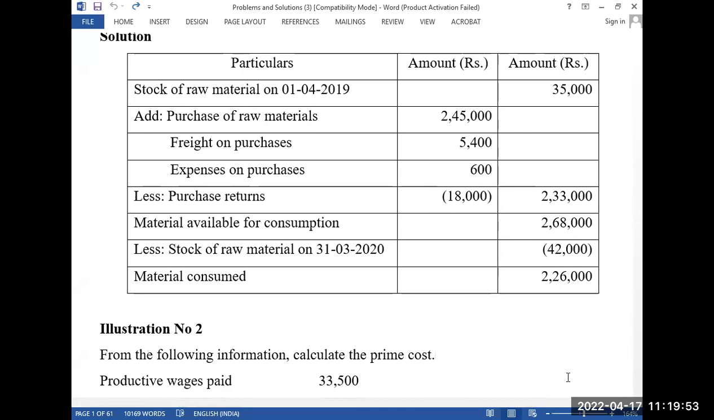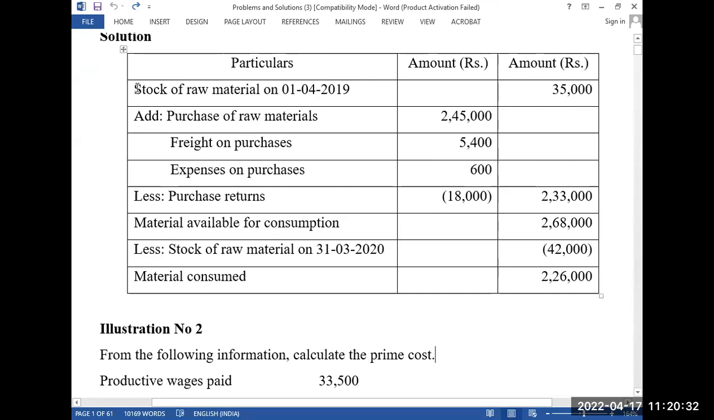We bought 2,33,000, already available was 35,000. So total materials available for consumption is 2,68,000. But at the end of this year, 42,000 worth of raw materials were left unused, closing stock. So available was 2.68, unused is 0.42. So the remaining amount used is 2,26,000. So this is how we are calculating the materials consumed. Those who are online, any doubt? Just plus minus.